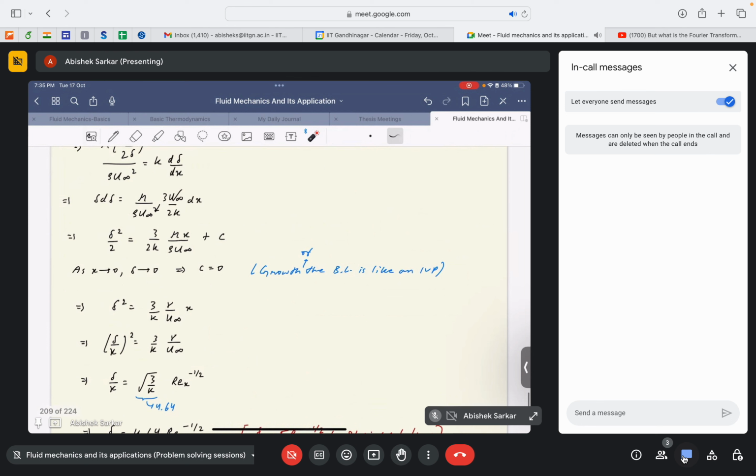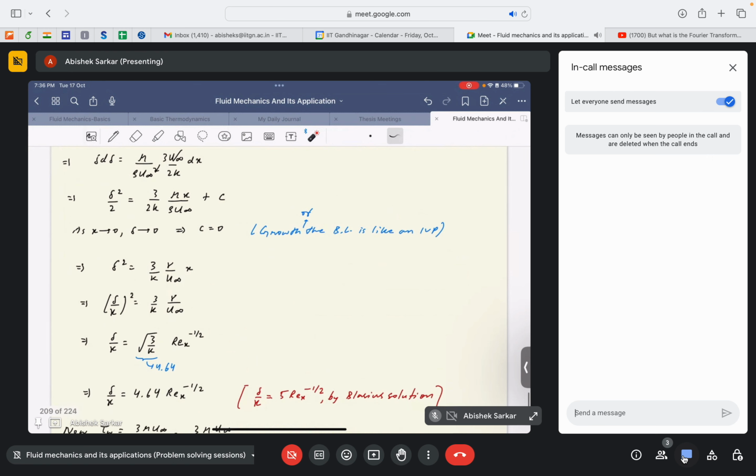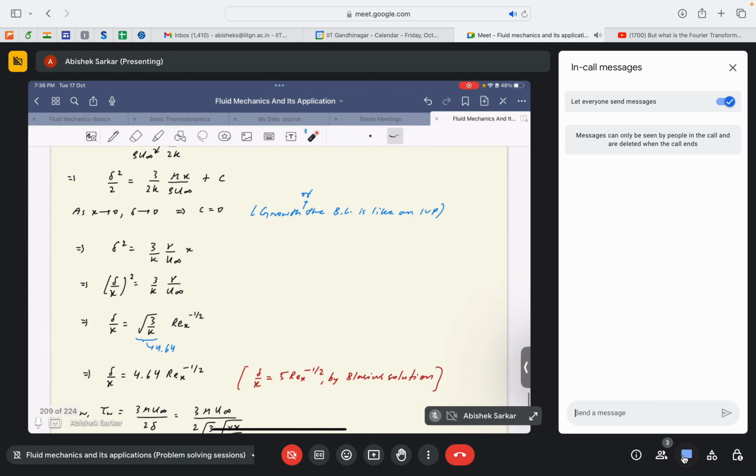So finally we get delta square is equal to 3 by k nu x by u infinity. If we modify this equation a bit, we get that delta by x whole square is equal to 3 by k nu by u infinity. Again, if we take the square root of this term, then modify these terms a bit.